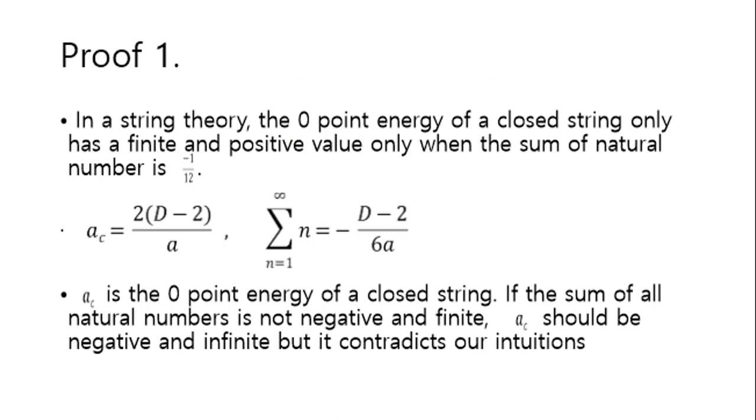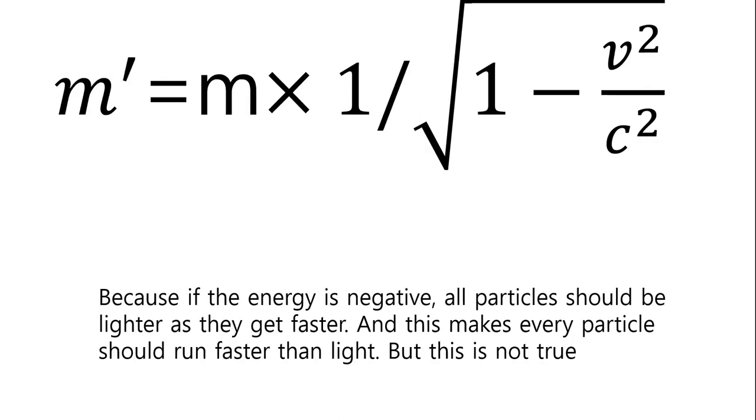In string theory, the zero-point energy of a closed string only has a finite and positive value when the sum of natural numbers is minus 1/12. A_c is the zero-point energy of a closed string. If the sum of all natural numbers is not negative and finite, A_c should be negative and finite, but it contradicts our intuition. Because if the energy is negative, all particles should get lighter as they get faster, and this makes every particle run faster than light, but this is not true.